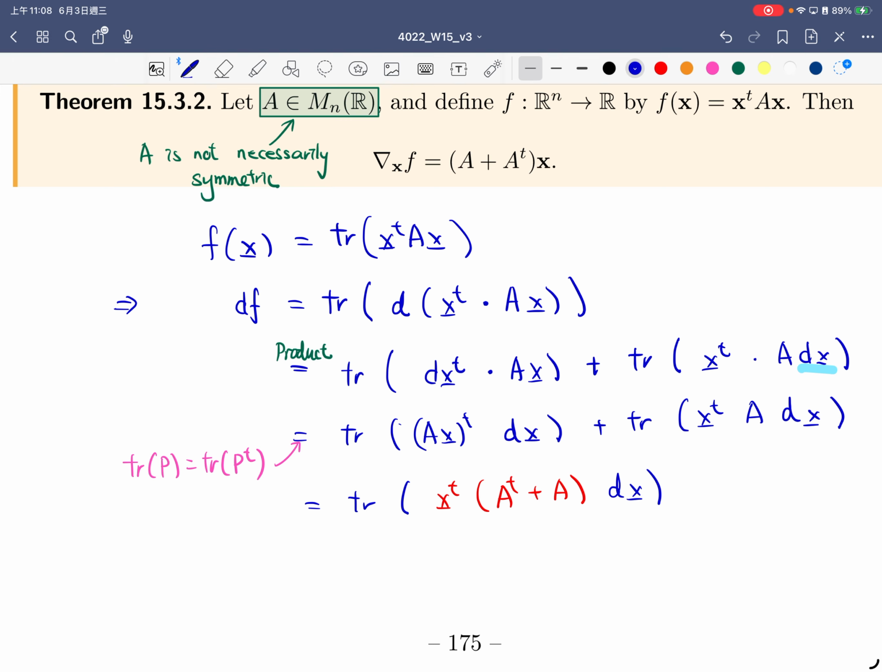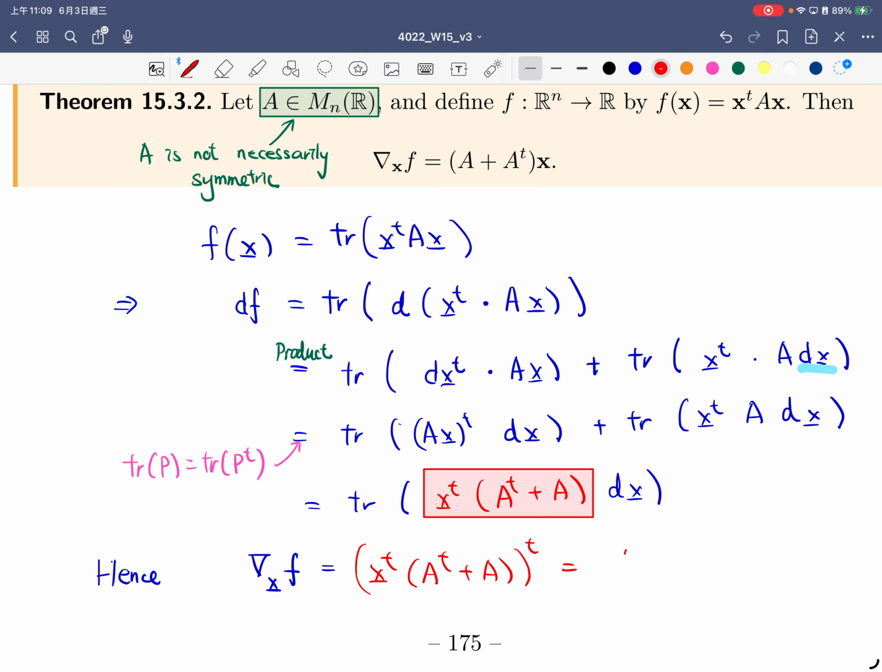So you will arrange that in so-called standard form. Then now you can recognize where is the gradient. The gradient is not this guy, but its transpose. So hence, the gradient of f at x equals not this guy, but its transpose. So it becomes A plus A transpose times x. So we're done.